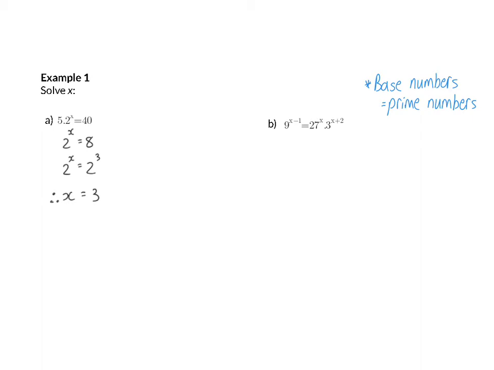In example B, every single base number has an exponent, and this means we cannot get rid of one of the numbers by dividing by it. So we're going to start off by changing all of the base numbers to prime numbers. So 9 will become 3 squared, 27 will become 3 cubed, and the last one is already a prime number. Now I'm going to use my exponential laws to simplify. So it's going to become 3 to the power of 2x minus 2 equals 3 to the power of 3x times 3 to the power of x plus 2.